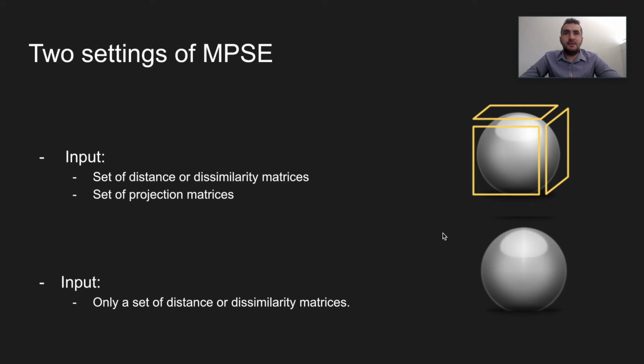The first setting takes as input a set of distance or dissimilarity matrices along with a set of projection matrices. The goal of the algorithm is to embed the dataset in 3D such that on each given projection, we approximate the corresponding distance matrix. The second setting takes as input only a set of distance or dissimilarity matrices. The goal of the algorithm is to embed the data in 3D and to find the best projection planes so that each projection best approximates the corresponding dissimilarity matrix.